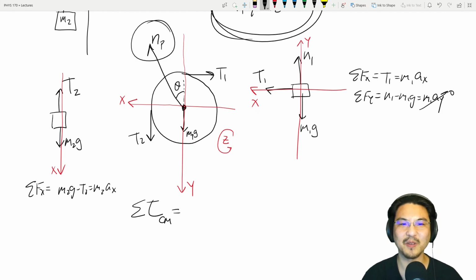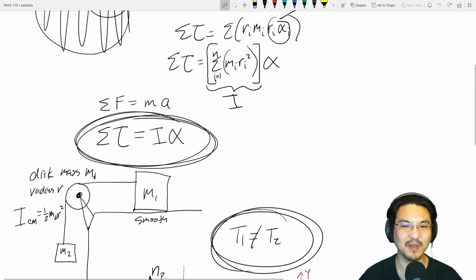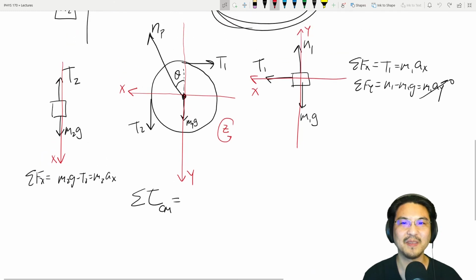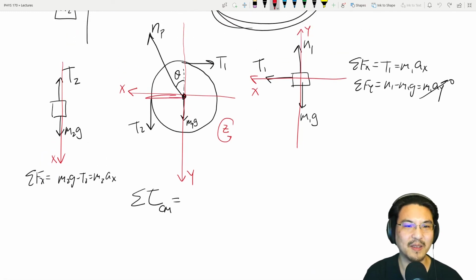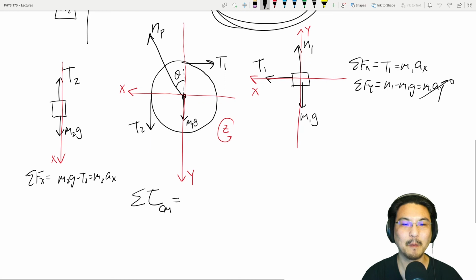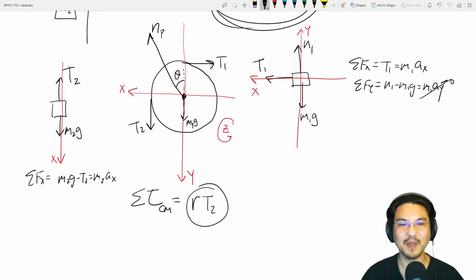Okay, so this doesn't produce any torque. This doesn't produce any torque. This one does. And so the torque by tension T2 is this lever arm times this force. Right, so this lever arm is radius R times this force. And it's like this because they're perpendicular.